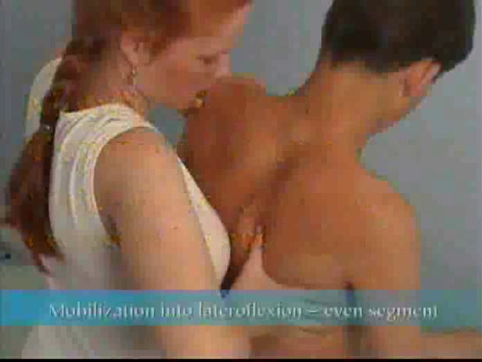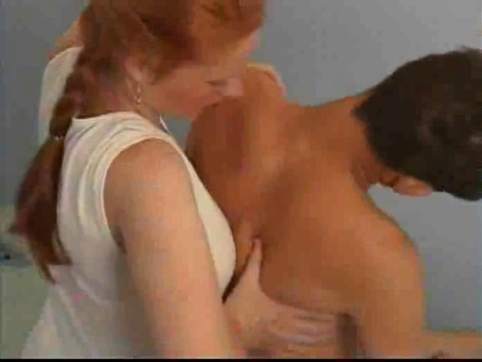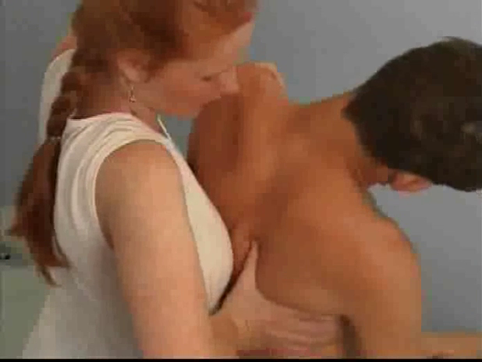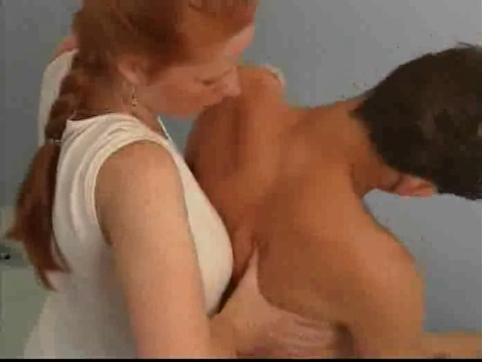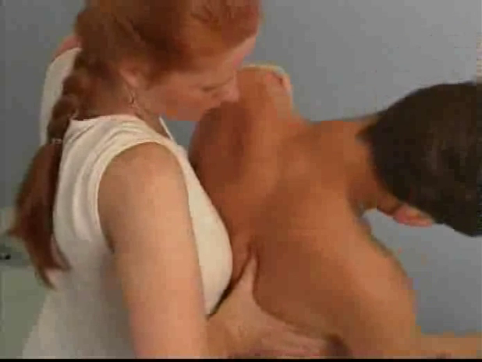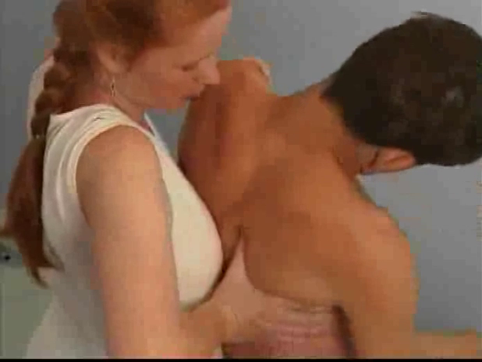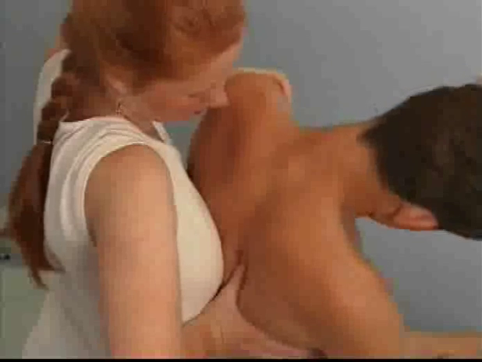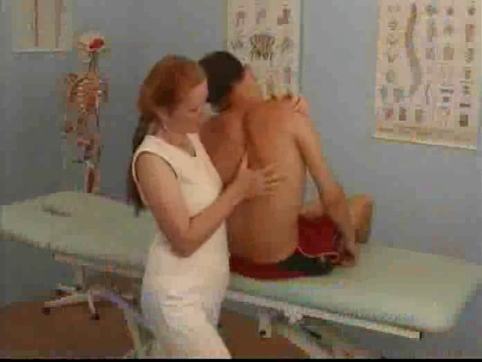Hence, the patient is told in the even segments, "Look up and breathe in, hold your breath, and relax and breathe out." Look up and breathe in, hold your breath, and relax and breathe out. This alternative method can be used for mobilization as well as examination.